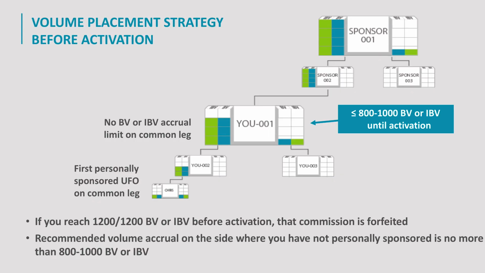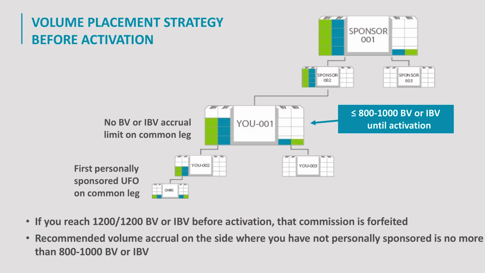So on the diagram we're looking at, on the 01, we would probably build that right side up to about 800 or 900 BV. And you can do that by placing volume into your 003 in this example, and it flows up to the right side of your 1. Why would we stop at 800 or 900? Because then when you personally sponsor your second person on the right side, they'll come in with a fast start kit typically, which is 300 BV, and that will push you towards that first check of 1,200 and 1,200.